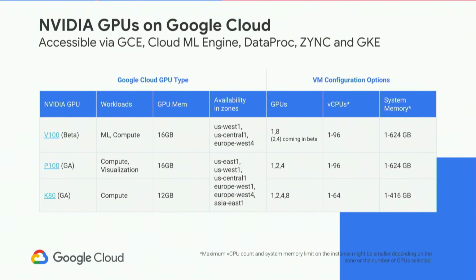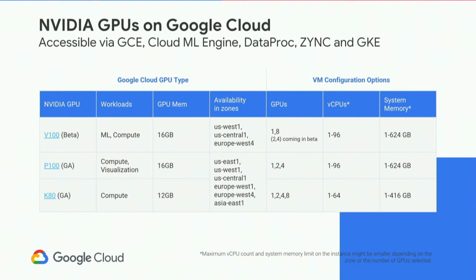So here's our portfolio. I like to think of it as small, medium, and large GPU, right? They vary between performance and price. K80 is the workhorse. It's 3 generations old. It's also the lowest price and the lowest performance, but it's still much faster than CPUs. It has 12 gigs of memory. It's in many different locations. You can get between 1 and 8 of those in a single VM.